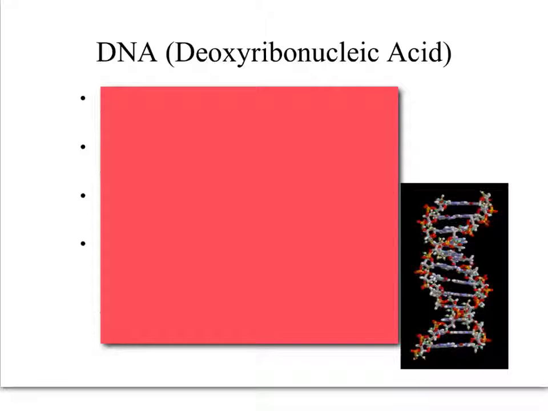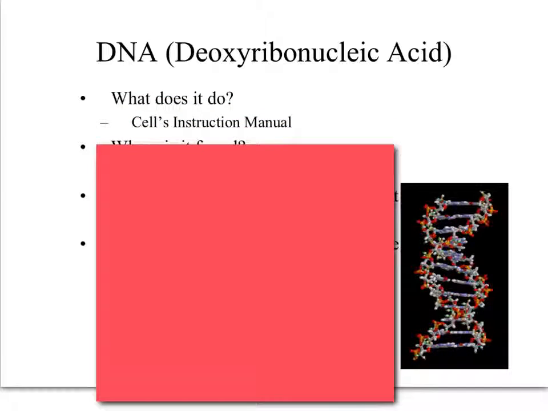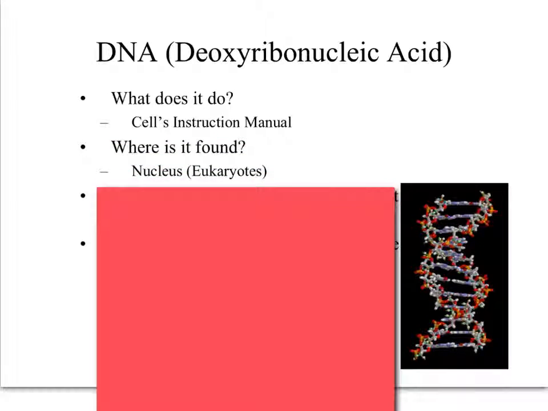First of all, what does it do? You probably remember it's the cell's instruction manual, right? It tells the cell how to make proteins, which basically controls everything in your body. Where do we find it? Well, as long as we're talking about eukaryotic organisms, it's going to be in the nucleus. If it happens to be a prokaryote, it's just sort of floating around in there.